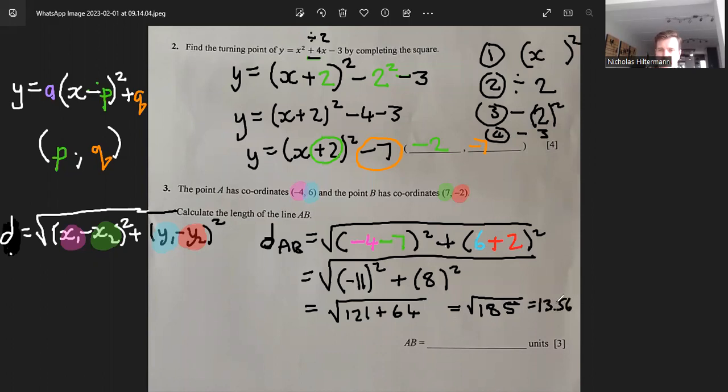Well, of course, we like to do 3 significant figures. So that would be 1, 2, and the 5 is the third significant figure. But of course, I've got a 6 after it. So the 5 rounds up to 6. So I end up with 13.6 units. Okay, so that's my answer.